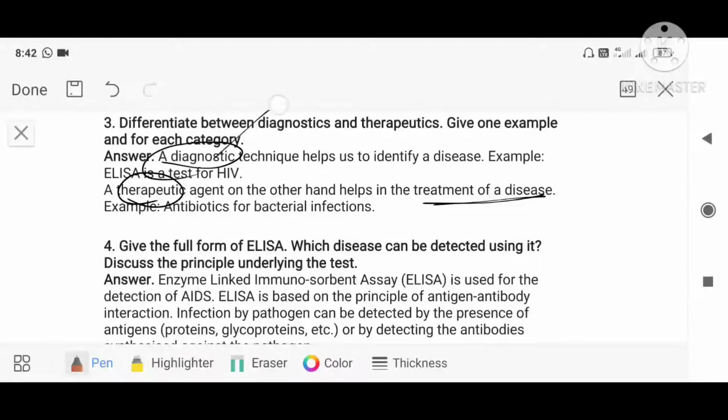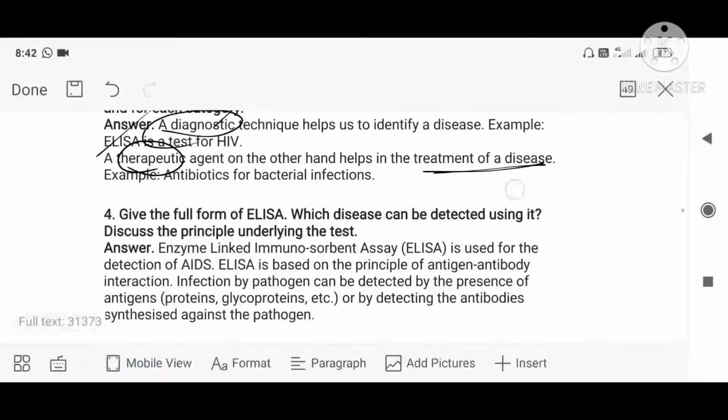So, diagnostic, for example, an ELISA test is done to confirm whether I am having HIV or not. So, that is diagnostic. What is therapeutics? Antibiotics. So, I am having a bacterial disease, so I am going to take medicine. Antibiotics I am going to take so that I can get cured, treated from the disease. Okay. So, that is therapeutic. Clear? Examples I have given. Moving on to the next one.